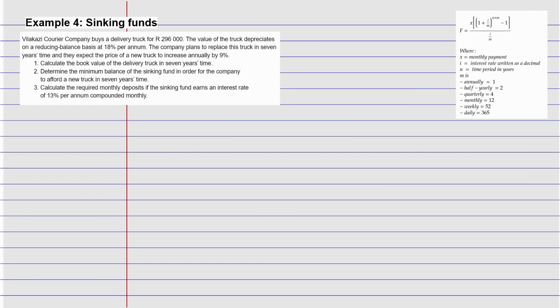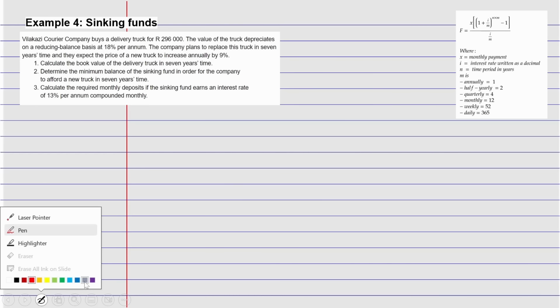Sinking funds. It says Vilaka's Couriers Company buys a delivery truck for 296,000. Then they say the value of the truck depreciates on a reducing balance basis at 18% per annum. The company plans to replace this truck in 7 years' time and expects the price of the new truck to increase by 9%. So now the first question says calculate the book value of the delivery truck in 7 years. So here, let's look at the information that we're given.